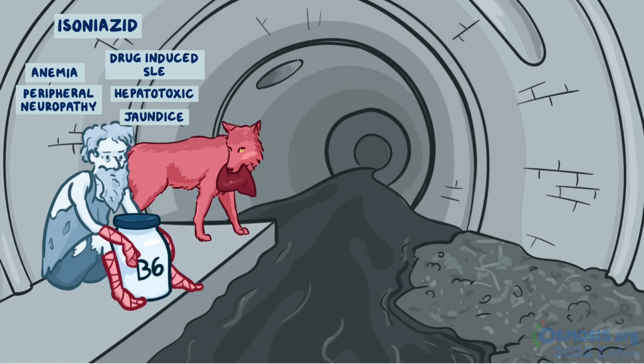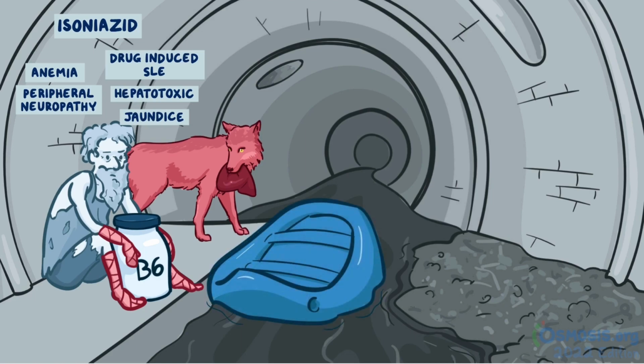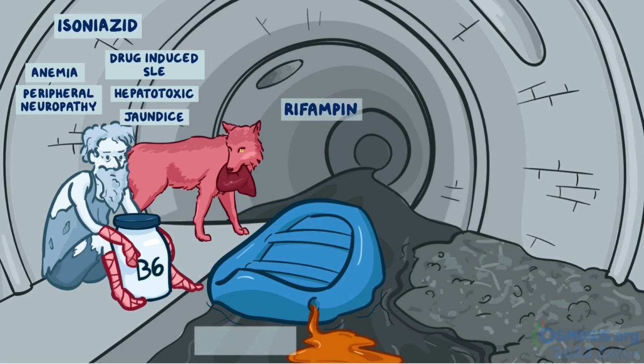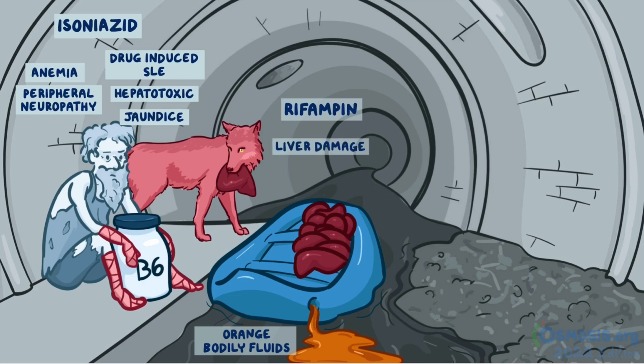Okay, so in the sewage, we'll have the hermit's raft, which represents rifampin. The raft is leaking orange fluid from the hull, which will help you remember that it turns body fluids orange. Inside the raft, there's a pile of livers for the wolf, since rifampin also causes liver damage. Tucked amongst the livers is a happy little chrome-colored cell to help you remember this drug is a cytochrome P450 inducer.